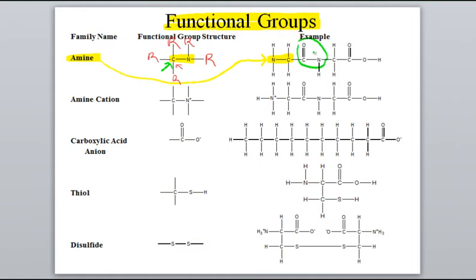Again, this is an amide group, and over here is our carboxylic acid group. And some of you may be saying, well, couldn't the amide group be a combination of, say, a ketone and an amine? And the answer is no. It's its own special group.